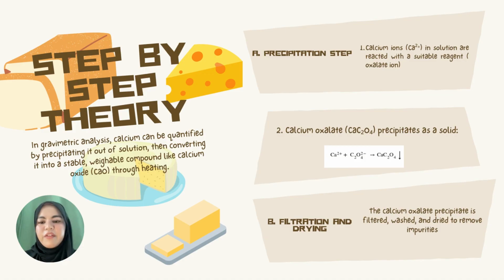Step-by-step theory. In gravimetric analysis, calcium can be quantified by precipitating it out of solution, then converting it into a stable, weighable compound like calcium oxide through heating. First, calcium ions in solution are reacted with a suitable reagent, oxalate ion. Calcium oxalate will precipitate as a solid. And then, filtering and drying: the calcium oxalate precipitate is filtered, washed, and dried to remove impurities.